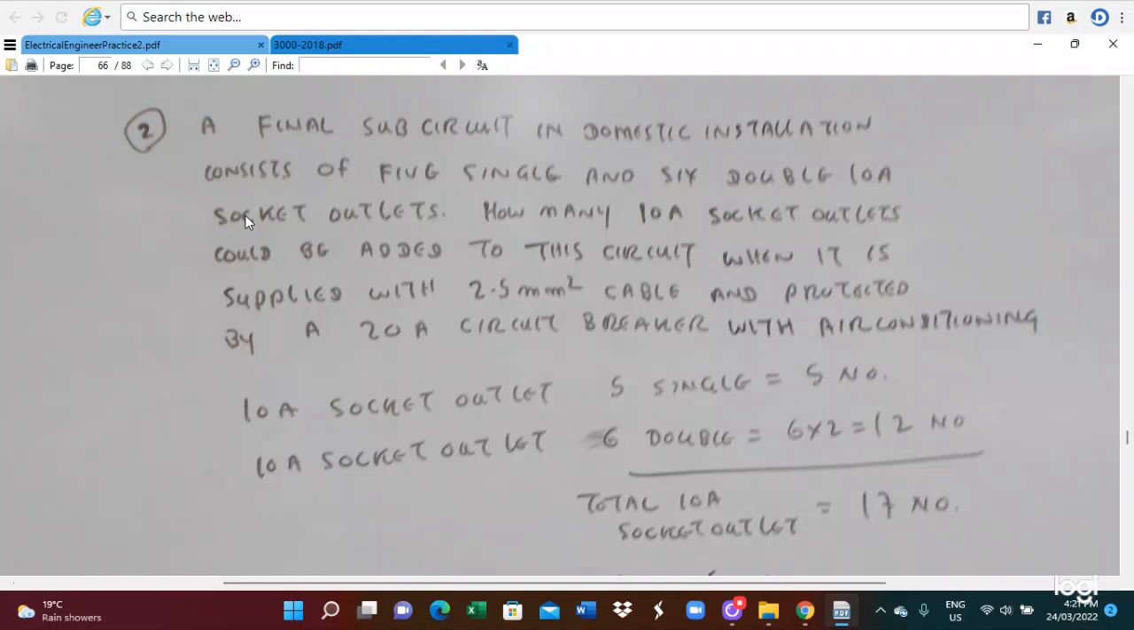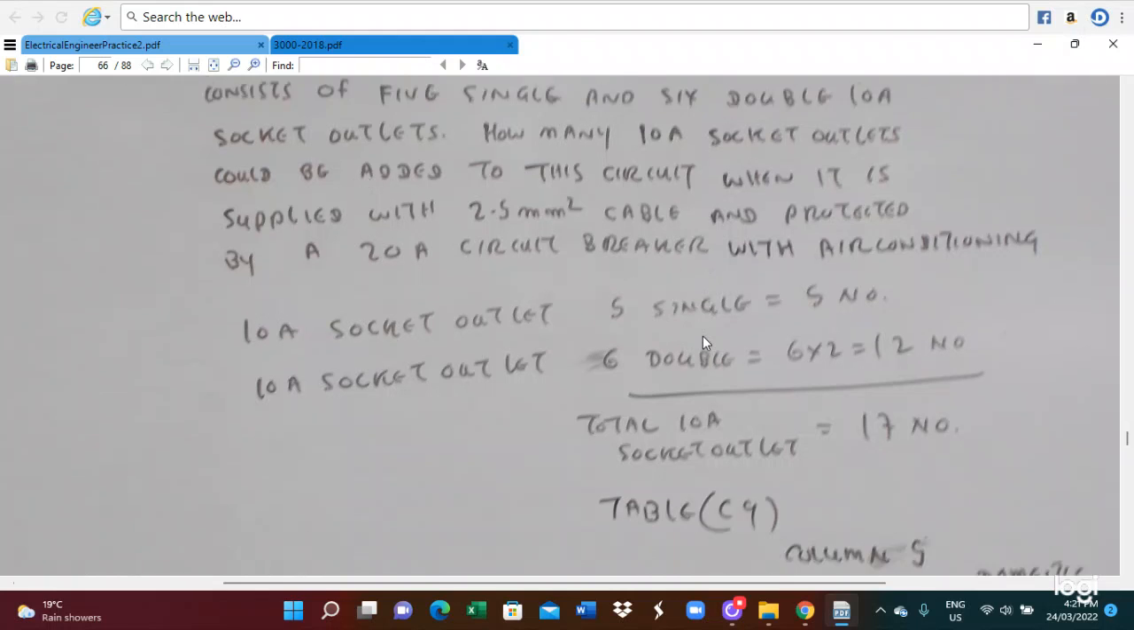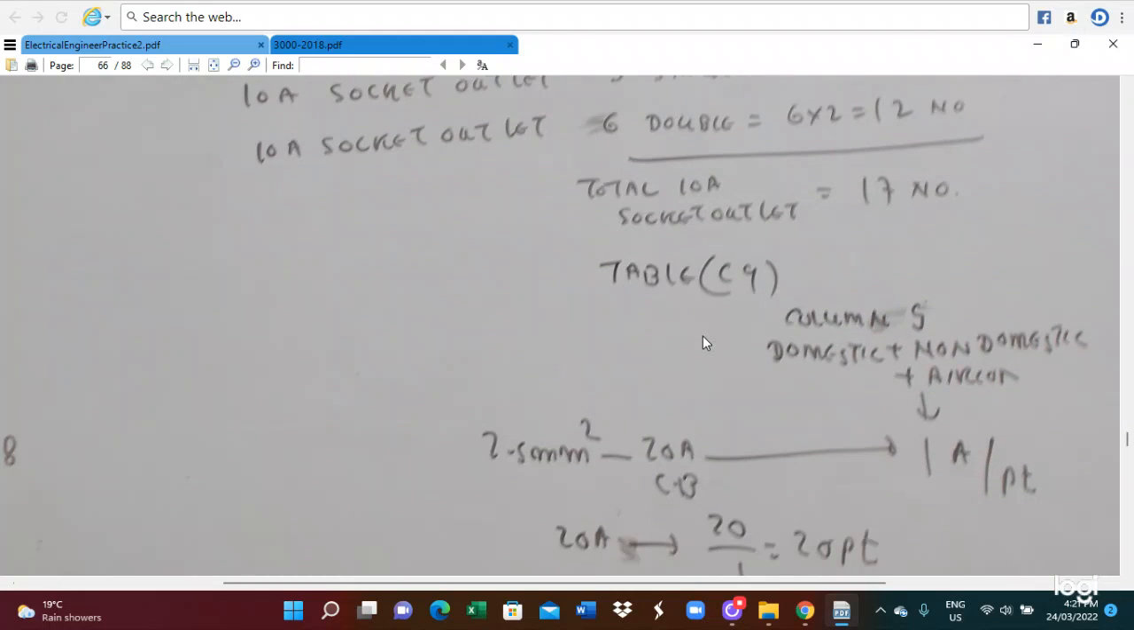So the 10 ampere single socket outlet is 5 single socket outlets. So these 5 are already installed. 10 ampere double outlets, 6 numbers. In this case, 6 multiplied by 2 is 12. So the total 10 ampere socket outlets is 17. This is the total number of socket outlets already installed, which is 17.